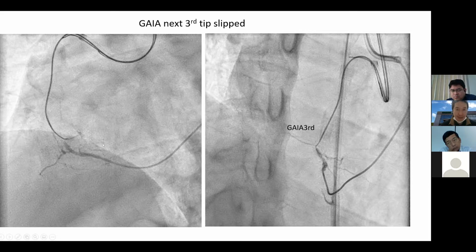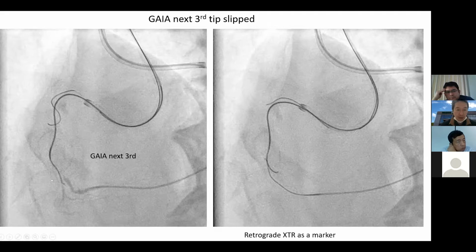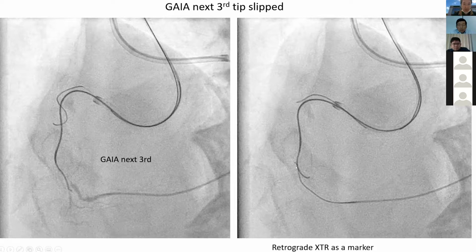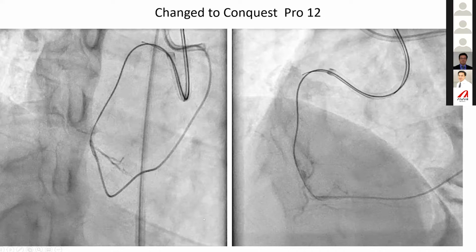So I tried several times, several minutes, with Gaia SAD and NX SAD, but they almost overlapped and never clearly crossed there. And then I exchanged to the Conquest Pro 12. So with 3D wiring, finally, I could penetrate this hard part to pick up the distal true lumen.